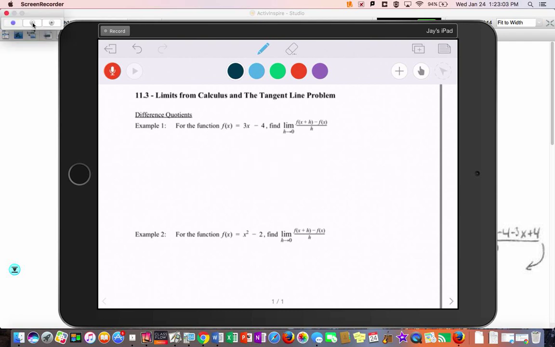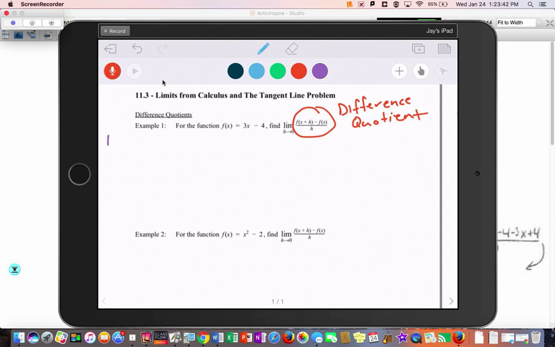So the 11.3 lecture kind of takes us all the way back to chapter 1 when we did what is called the difference quotient. And this thing right here is called the difference quotient. So we've done this before where we put an x plus h wherever we see an x, and then we subtract the function, and then we divide by h. But now what they're doing is they're adding this limit as h goes to 0. So let's take a look at how this would be written.